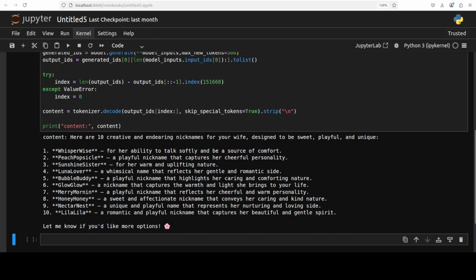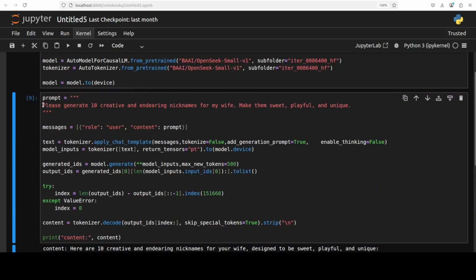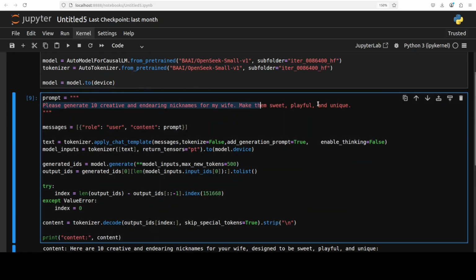Whisper wise, that's okay. Peach popsicle, that's a funny one. Sunshine sister, okay, no, that's not good. Luna lover, bubble buddy, glow glow, that is lame. Merry morning, honey honey, nectar nest, lila lila. Okay, well, let me know which one you think you would go for. So it is okay, I would say, not really that earth-shattering.